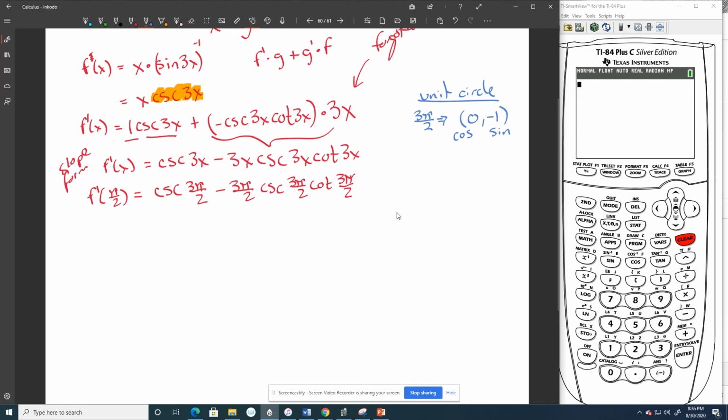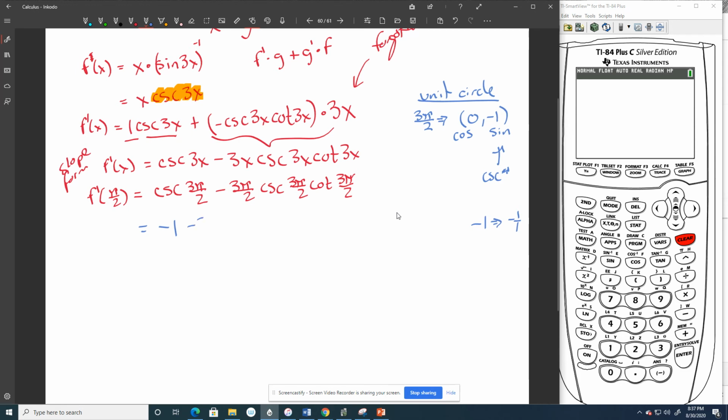So when I look at this problem, here's what I see. Cosecant is the inverse of sine, right? I should be careful how I write that. The cosecant is sine just flipped over. So if my sine value is -1, if I flip that over, I still get 1 over -1, which is -1. So the cosecant of 3 pi halves is just -1.